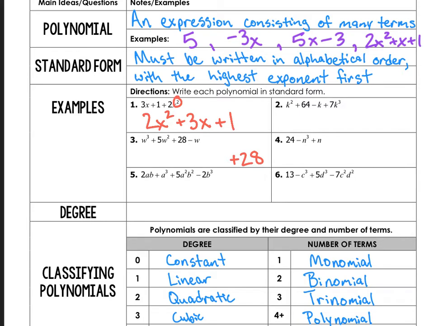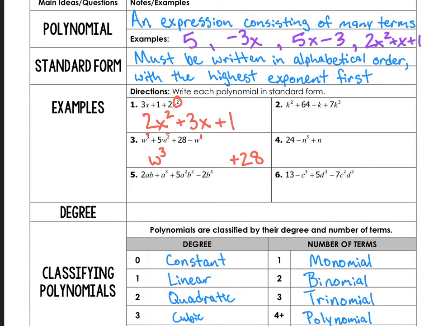And as I look at this, remember that we want the highest exponent to come first. I see an exponent of 3, I see an exponent of 2, and I see an exponent of 1. But remember, whenever we don't see a number there, we see a 1. So if that's the case, 3 is clearly the highest, and since w is the only letter, w to the third is going to come first.